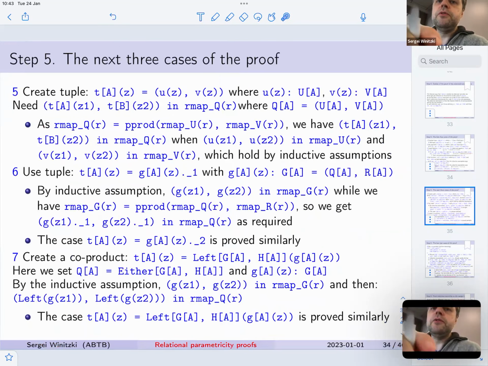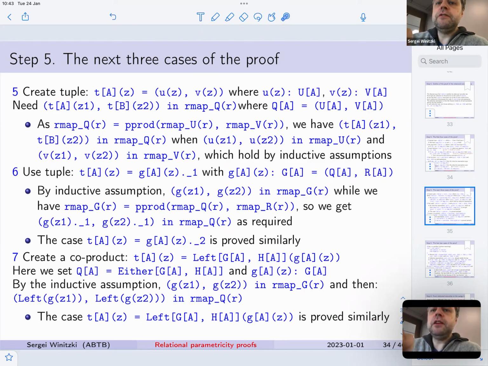So going on, the fifth case is to create a tuple. Now, here we have a function, an expression t that is made of two sub-expressions u and v. And then u is of some type u, v of some type v. And what we need to prove is that this is in that relation. Now, the big Q is just a tuple of two of u and v here. So that is the case 5.